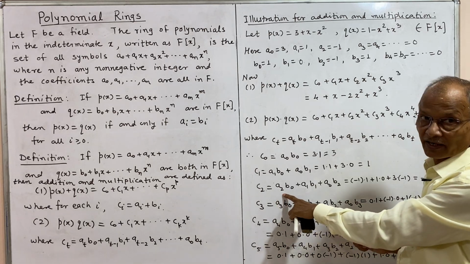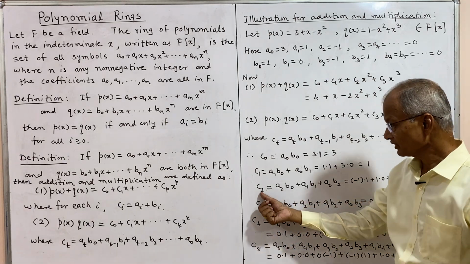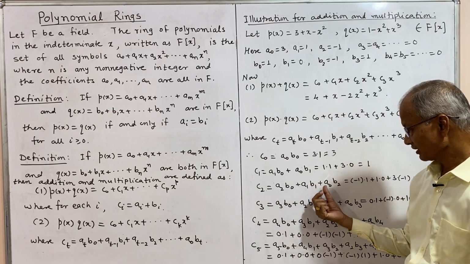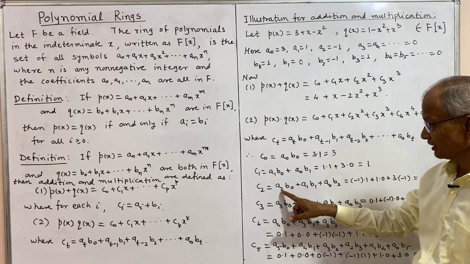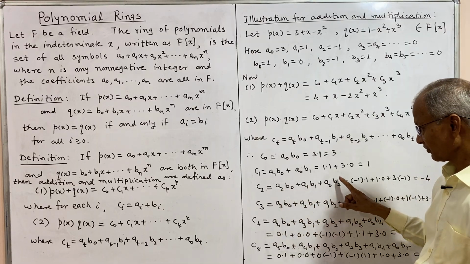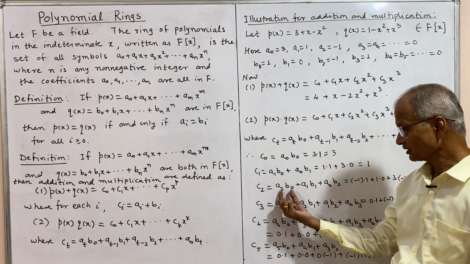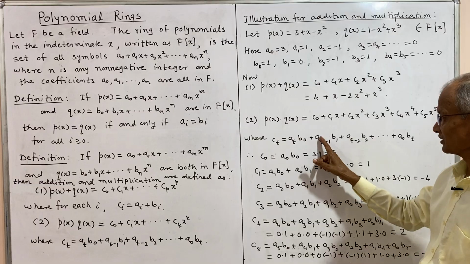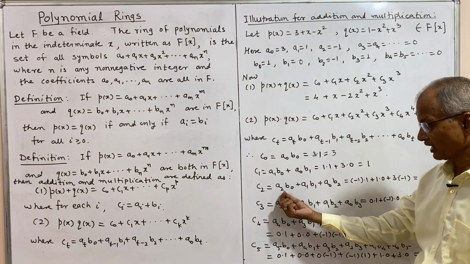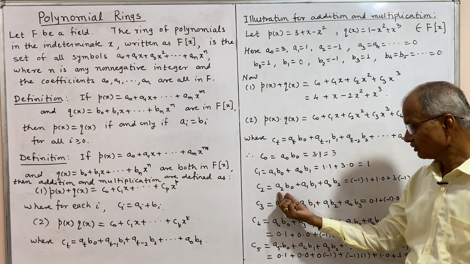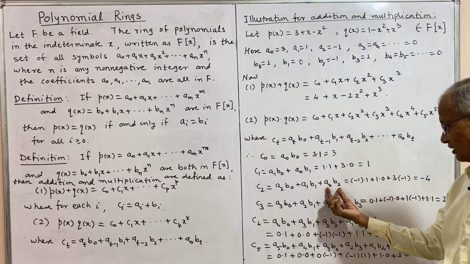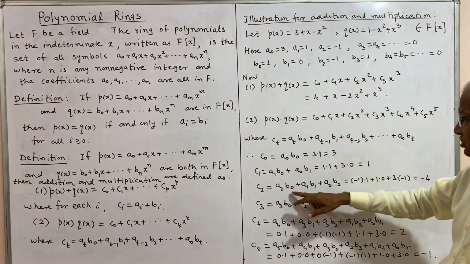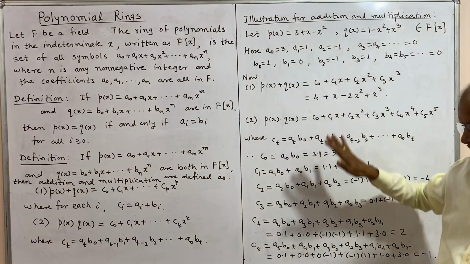C2, it is A2 B naught. Start with A2 and B with the 0 suffix, 2 0, then 1 1, then 0 2, like this. Decrease the suffix of A, increase the suffix of B, and the sum must always be 2. The sum must always be t for the suffixes of A and B. In that way we can write the coefficients, and this gives A2 B naught plus A1 B1 plus A naught B2, and we put the values of Ai's and Bi's, and we get C2 is equal to -4. You can verify this.